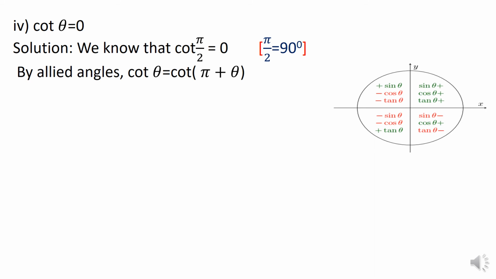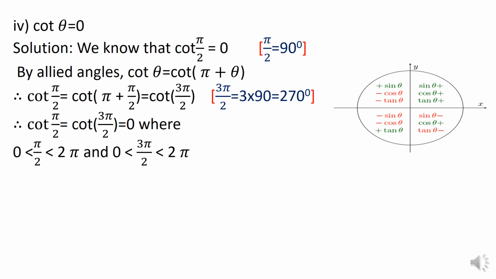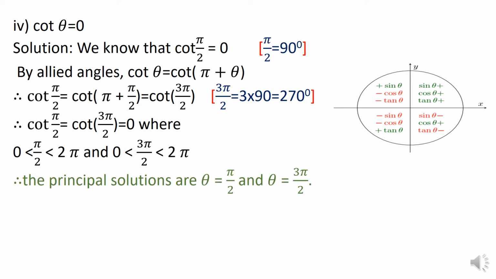So substituting theta as pi by 2, we get cot pi by 2 is equal to cot 3 pi by 2, and both of them are 0. Now 3 pi by 2 means 3 into 90, which is 270 degrees. And both 90 and 270 lie between 0 and 360. Thus we get the value of theta as 90 and 270, that is pi by 2 and 3 pi by 2.